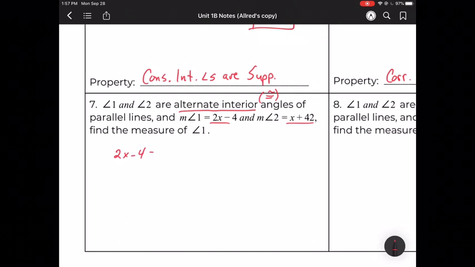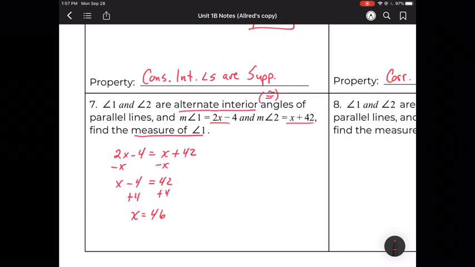2x minus 4 equals x plus 42, but they want me to find the measure of angle 1. So from this equation, I'll solve and subtract x from both sides. 2x minus x is x. And then add 4 to both sides here. And I get x is 46.